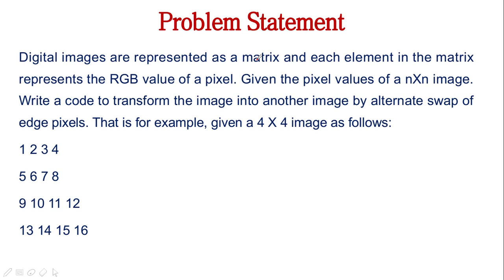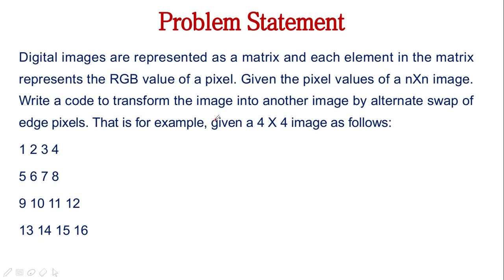And the basic representation of an image is a huge collection of pixels. So it is a matrix representation basically. So given the pixel values of an n cross n image, write a code to transform the image into another image by alternate swap of edge pixels. This is what the problem is.